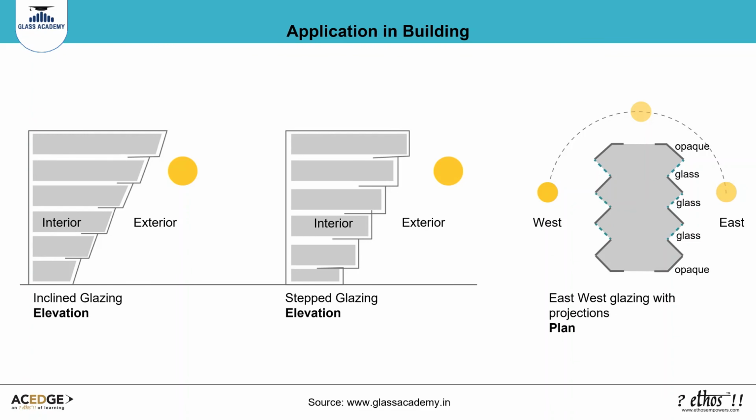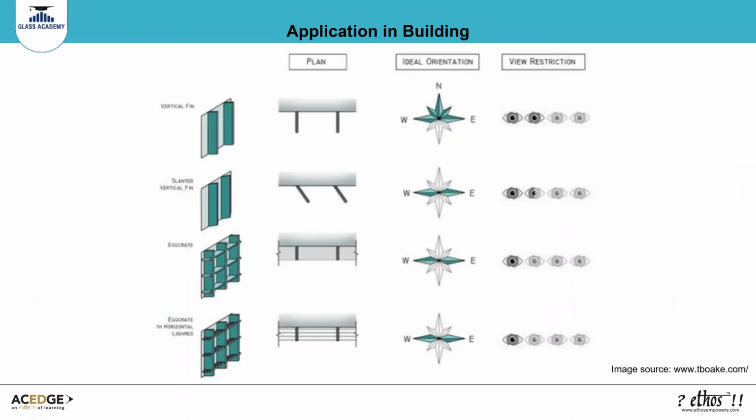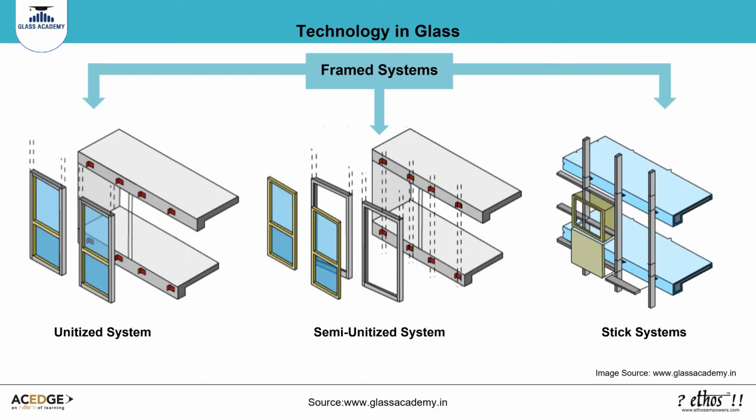We will look at glass as a building skin and how to design facades and elevations for ambient indoor environments. A combination of different kinds of shading devices that go hand in hand with designing building facades and the different technologies in structural glazing systems.